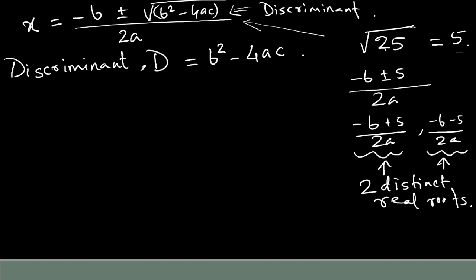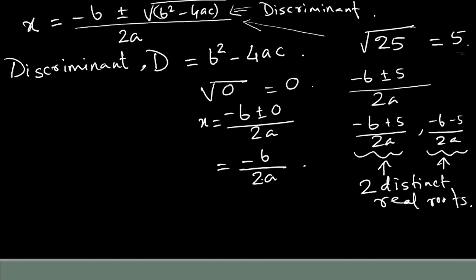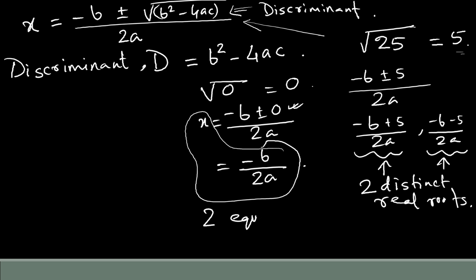And let's say inside the square root you have 0. b square minus 4ac is 0. Square root of 0 is 0. So then the value of x will be minus b plus minus 0 divided by 2a, that is minus b by 2a. Since this discriminant is equal to 0, you don't have two distinct real roots. One real root is minus b plus 0 by 2a, which is minus b by 2a. Another one is minus b minus 0 by 2a, which is also minus b by 2a. So here you have two equal real roots, and that root is minus b by 2a.